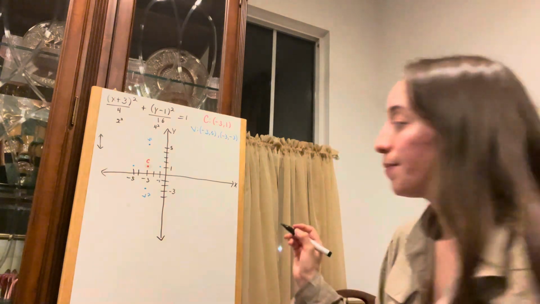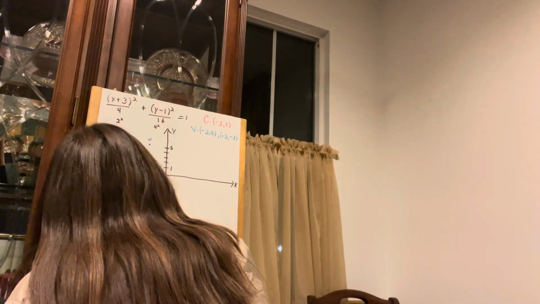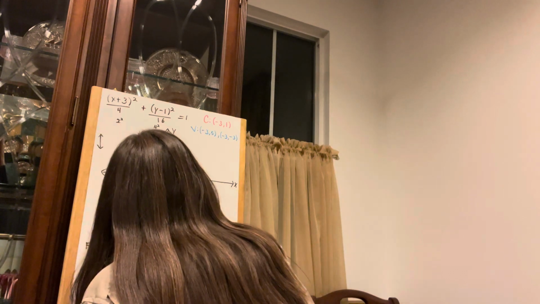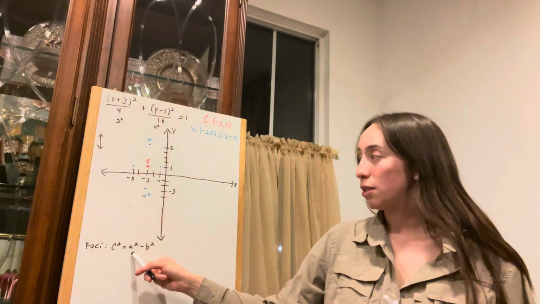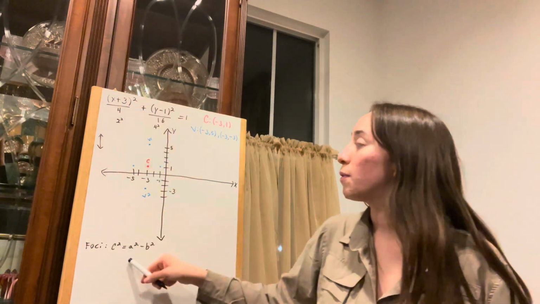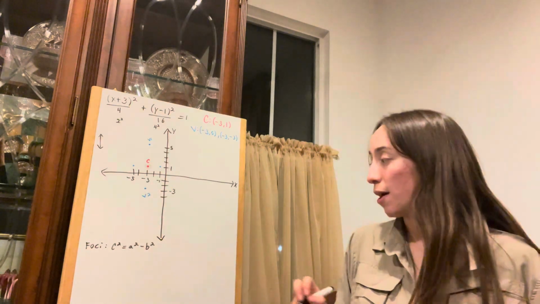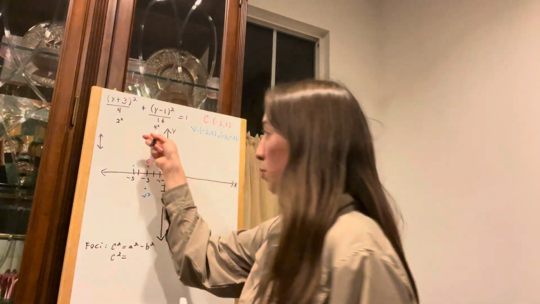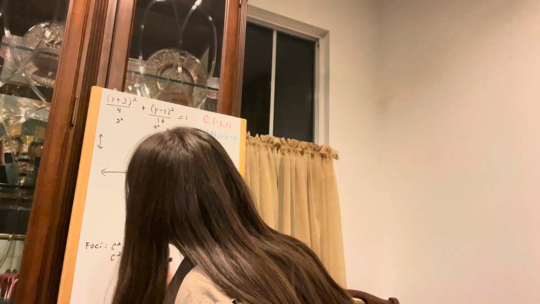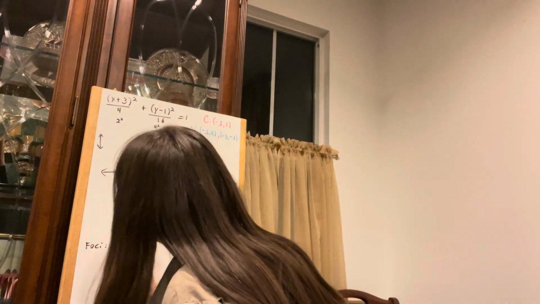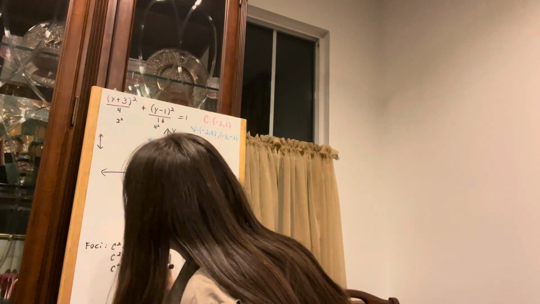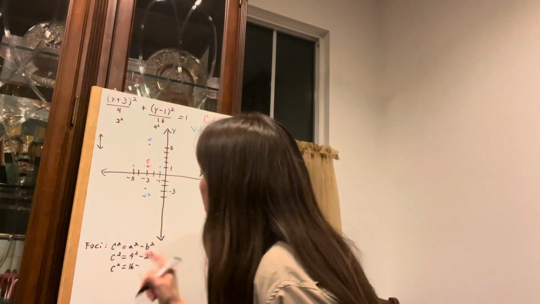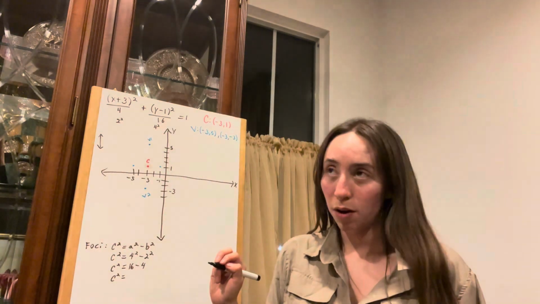So the foci, in order to get that, the equation is going to be c squared equals a squared minus b squared. And a squared is always going to be the larger number. So a squared in this instance is 4 squared. So c squared now equals 4 squared minus 2 squared, which is 16 minus 4. So c squared equals 16 minus 4, which is 12.